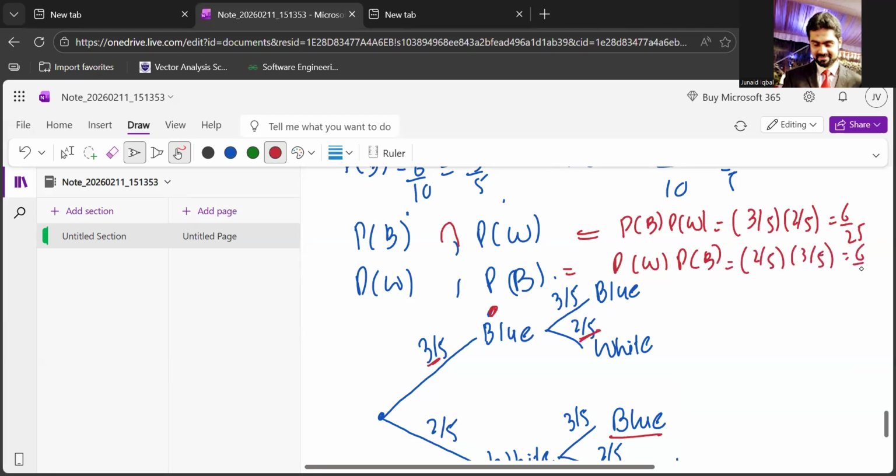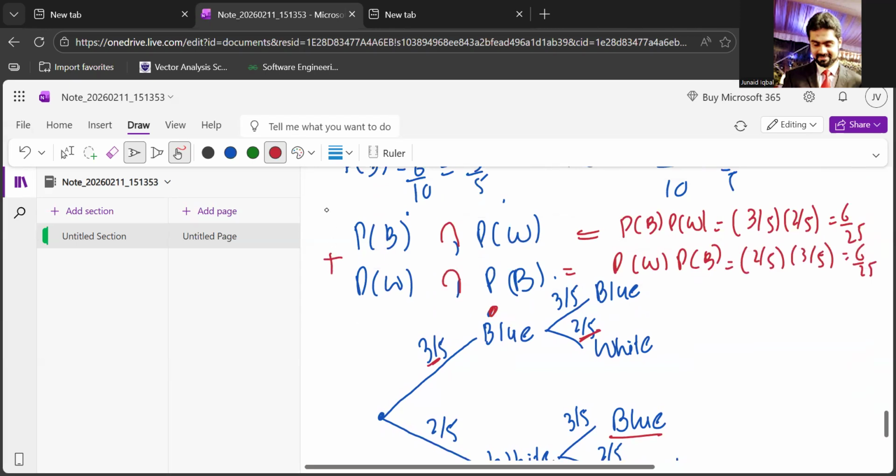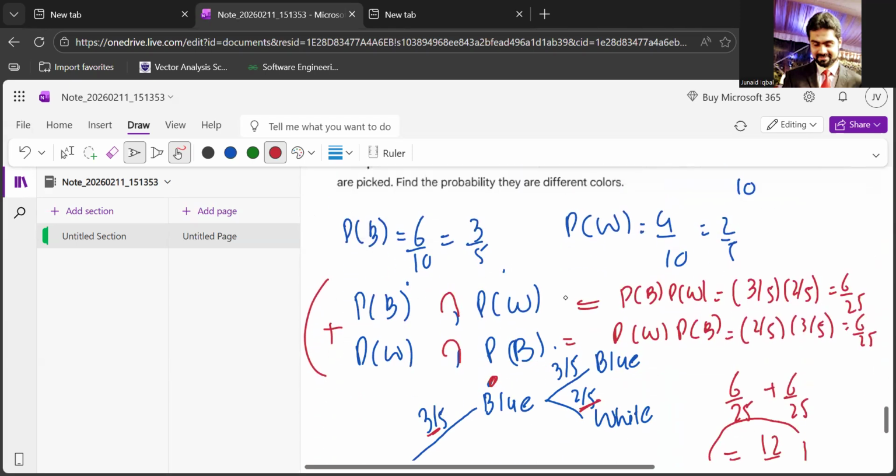So 6 over 25. Now you have to combine them because there can be two conditions. So you have to combine them by adding. So you just add 6 over 25 and 6 over 25 and it would be 12 over 25. So this is how you're gonna find the socks which are different colors, black and white or white and black. So this plus is for or. So I hope this concept is clear.